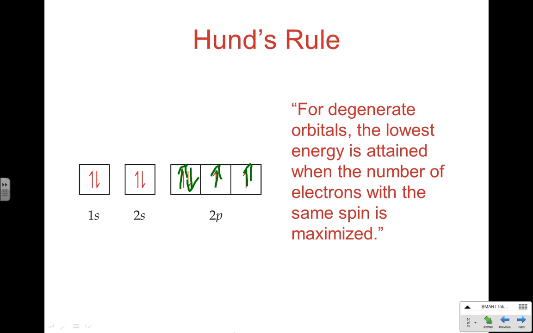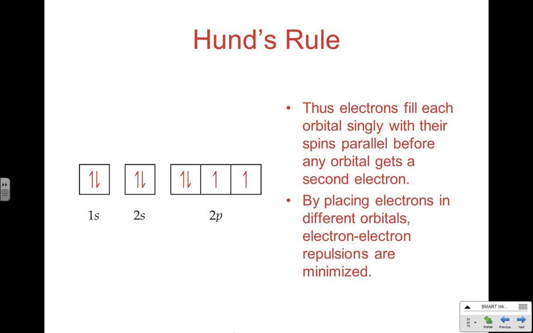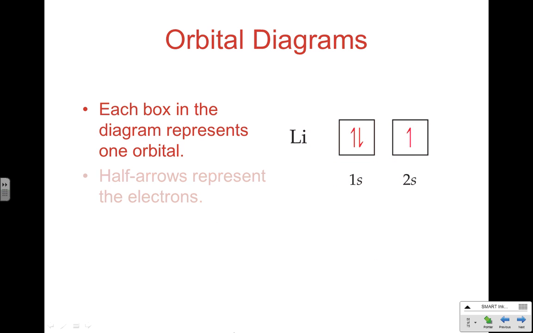So that's what Hund's rule is: you put one in each orbital in your sublevel until it's filled, then you put your second one in. Thus electrons fill each orbital singly with their spins parallel before any orbital gets a second electron. By placing electrons in different orbitals, what you're really doing is minimizing electron-electron repulsion. The more repulsion you get, the higher your energy is, and that's less stable. So we put electrons in each orbital by Hund's rule on that sublevel before any of them get a second, and that minimizes our electron-electron repulsion.